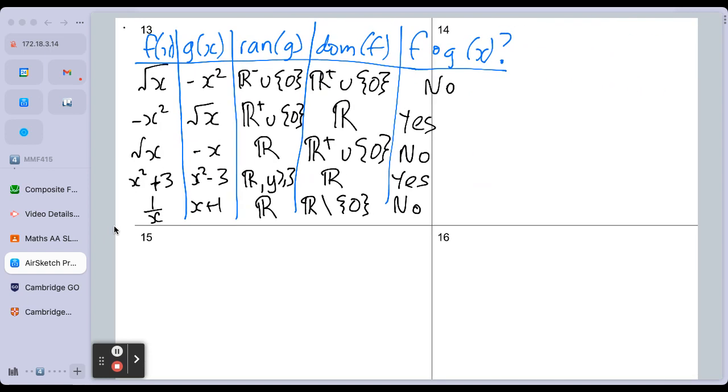Please note, if you look at these two lines here, which are basically flips of each other, F composed with G does not exist, it doesn't mean G composed with F does not exist. One way round might not exist, but the other way round does exist, and vice versa. I'll capture that in the notes in a second.